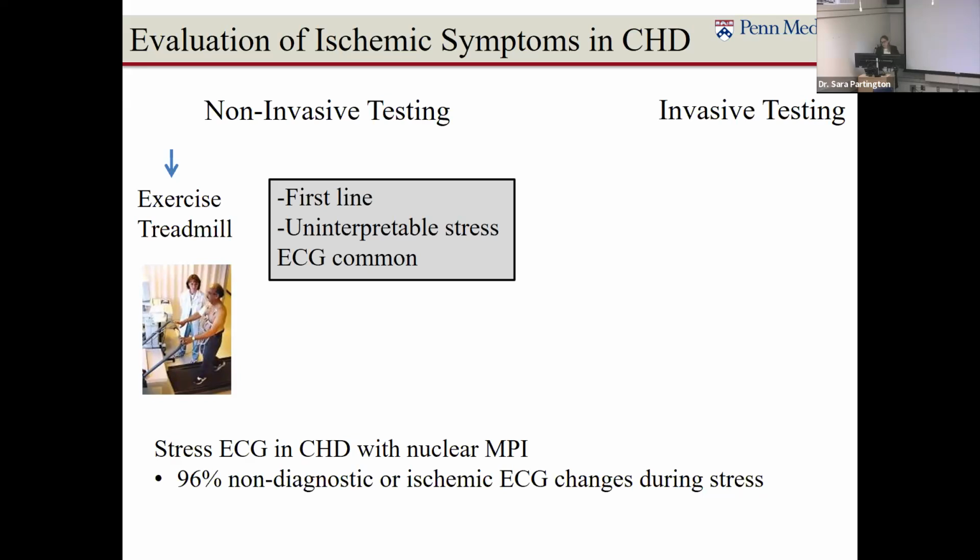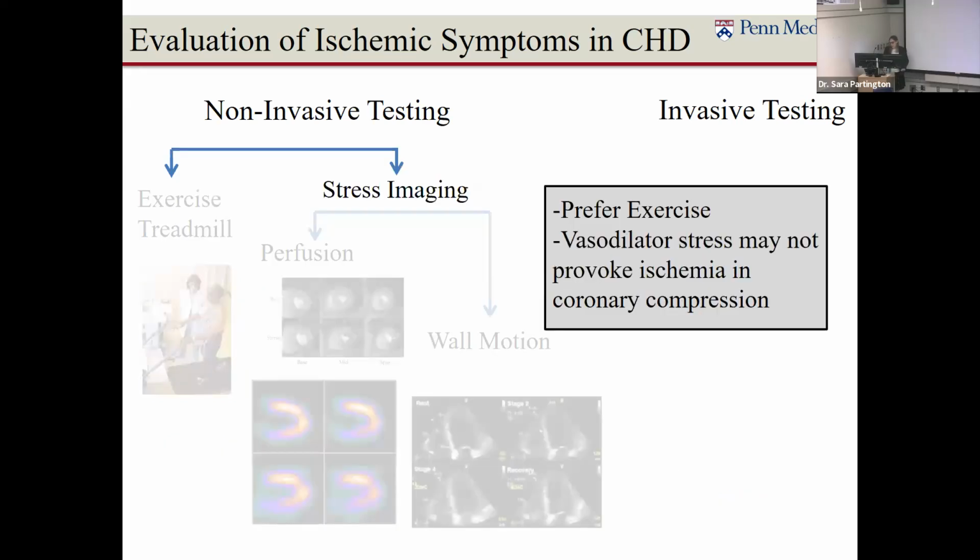And I think that the non-diagnostic rate is really due to the fact that a lot of patients with congenital heart disease have bundle branch blocks, repolarization changes from their prior surgeries. And so in general, if you're doing the stress ECG to rule out ischemia, you're usually going to need some sort of imaging to help clarify the diagnosis of the presence of ischemia or not.